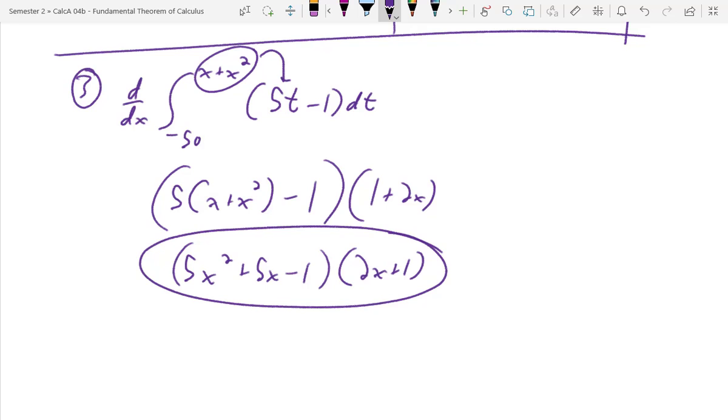No, you do not have to multiply them out. Multiply it by 1 plus 2x. Yeah. Chain rule. Chain rule. Derivative of x plus x squared is 1 plus 2x, if you have an expression as one of those.